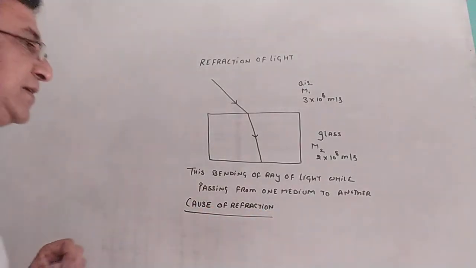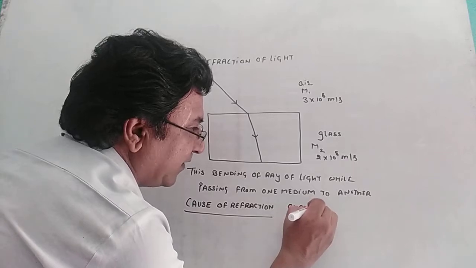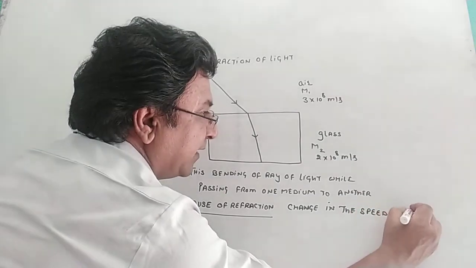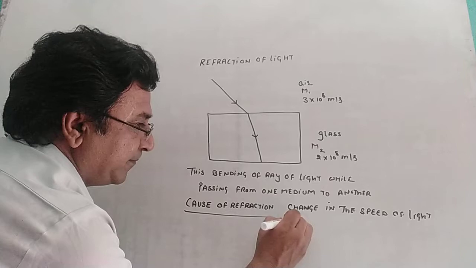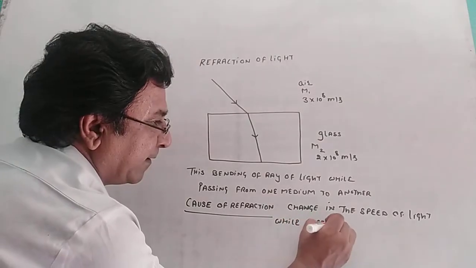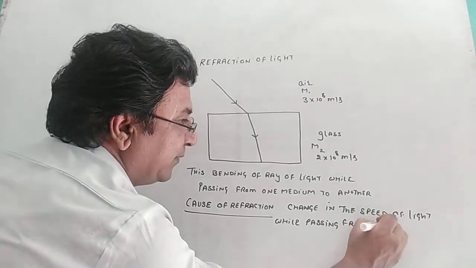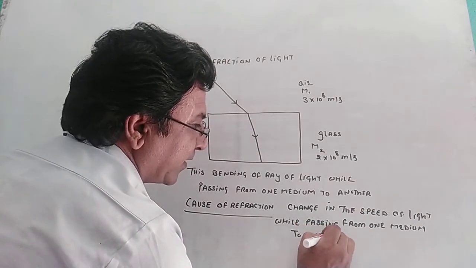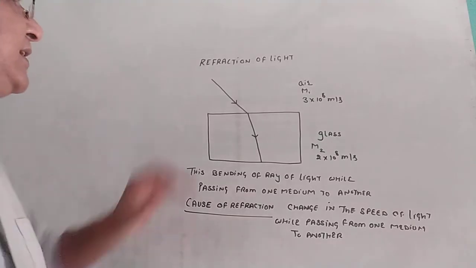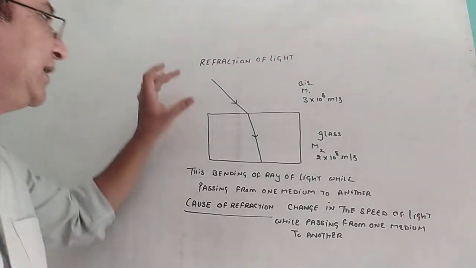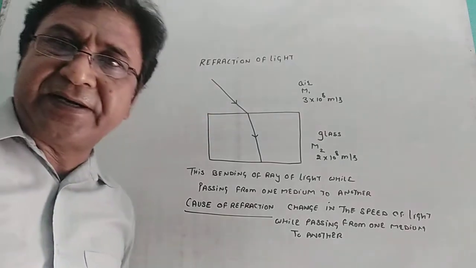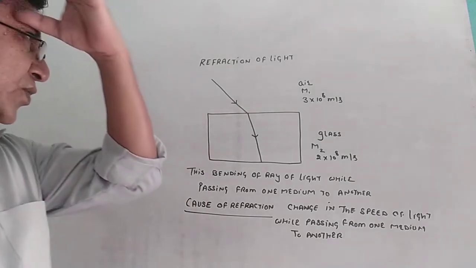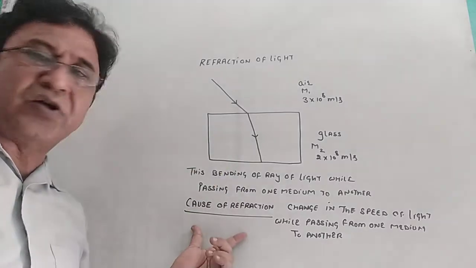What is the cause of refraction? The change in the speed of light while passing from one medium to another. That again depends upon the density of the particles in a medium. In air, the particle density is lesser. In glass, the particle density is more. So more hindrance is given to the ray of light as compared to air. So this is refraction of light and the cause of refraction.